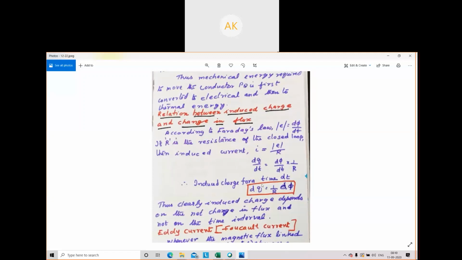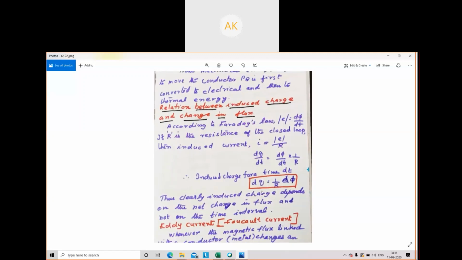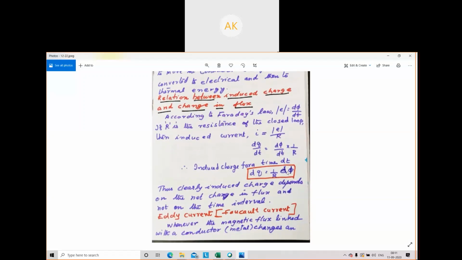So the induced charge dq for a time dt: this is dq by dt, therefore what is dq? This factor into dt. So dt and dt will cancel and we get d phi by R. Charge is equal to d phi by R. What is d phi? Change in magnetic flux. What is R? Resistance of the coil. So the charge induced depends only on the change in flux and resistance. It does not depend upon the time interval.